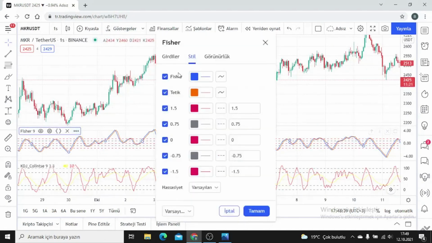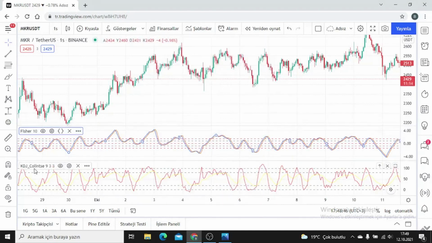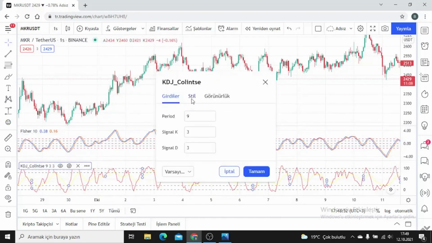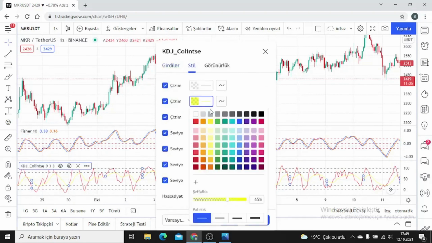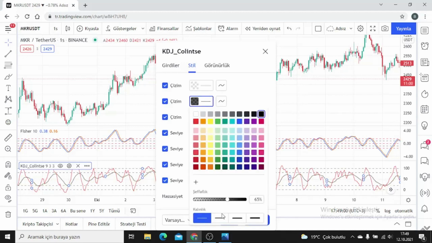As you see, I do not play with the settings of the KDJ indicator, but change the colors, friends, because the colors are not visible. So let's make yellow black. We have nothing to do with yellow. Let's thicken the line. This way, friends, our indicators are ready.